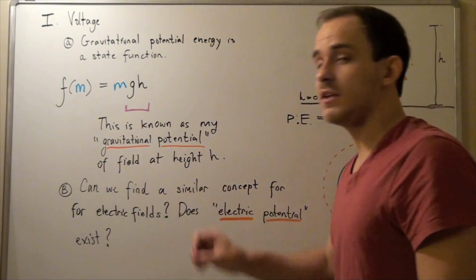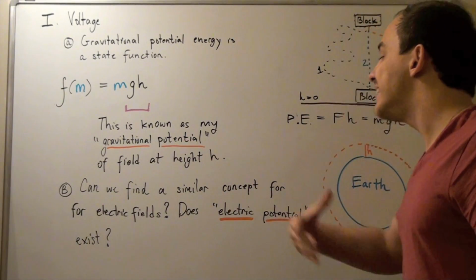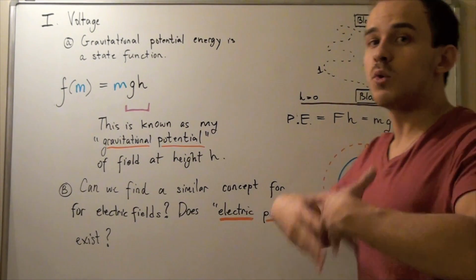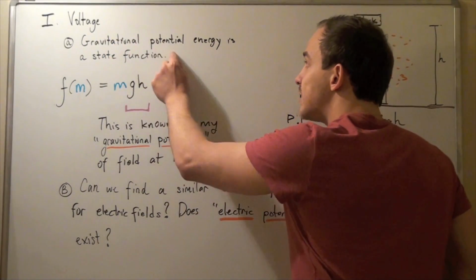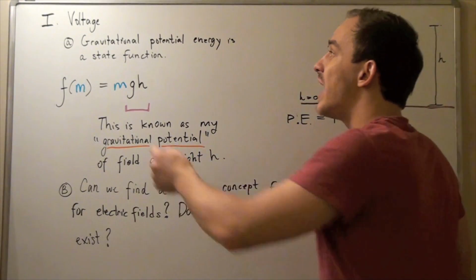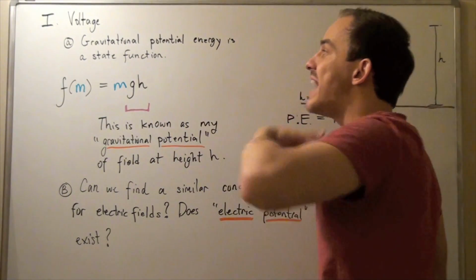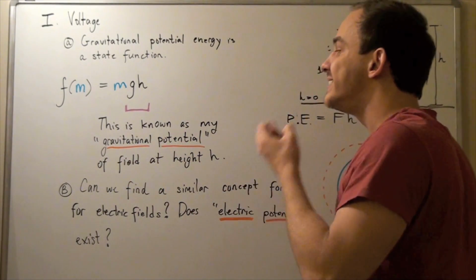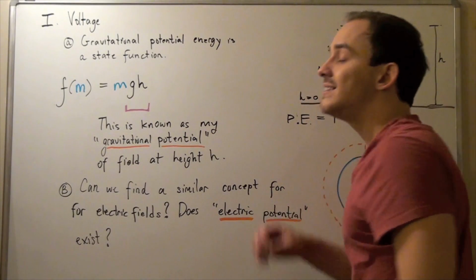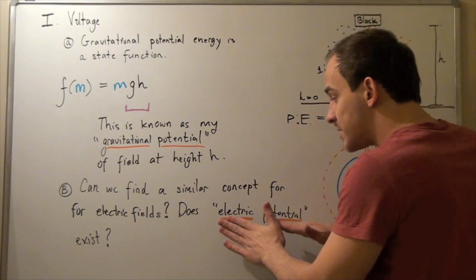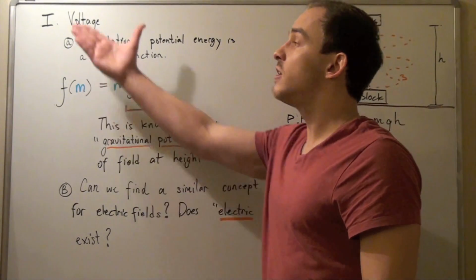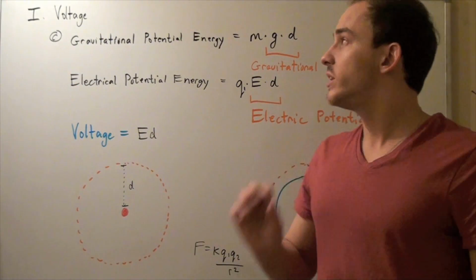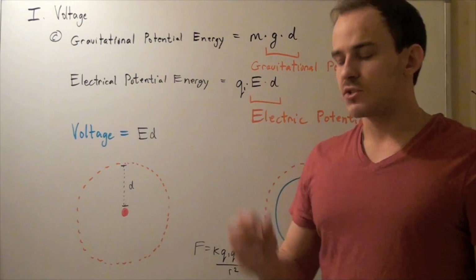Not for gravitational fields, but for electric fields. And does such an electric potential exist? Remember, we already spoke about gravitational potential energy, and we compared that to electrical potential energy. Now I want to see if gravitational potential exists, does electric potential exist? And the answer is yes, because electric potential is simply what we call voltage. So let us finally examine what the voltage is when we talk about electric fields.